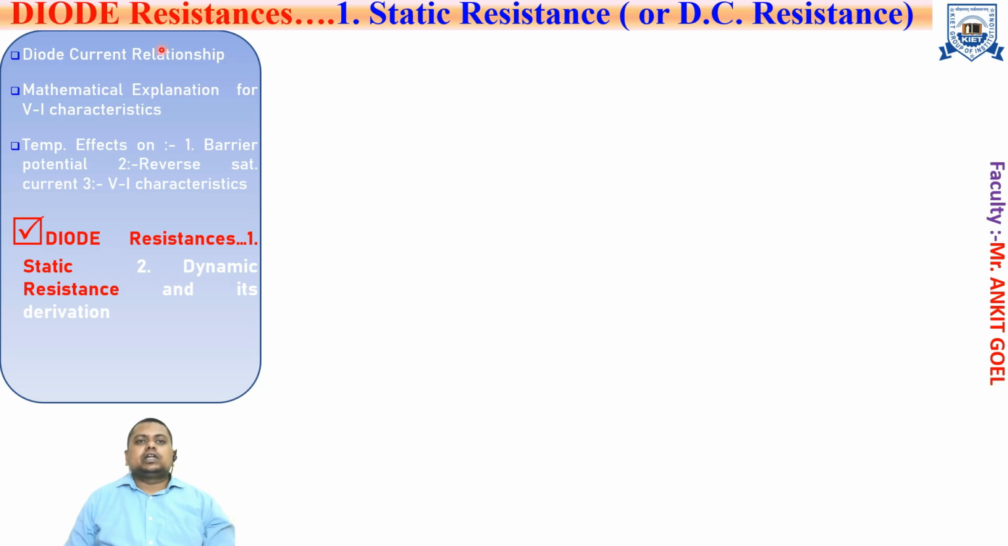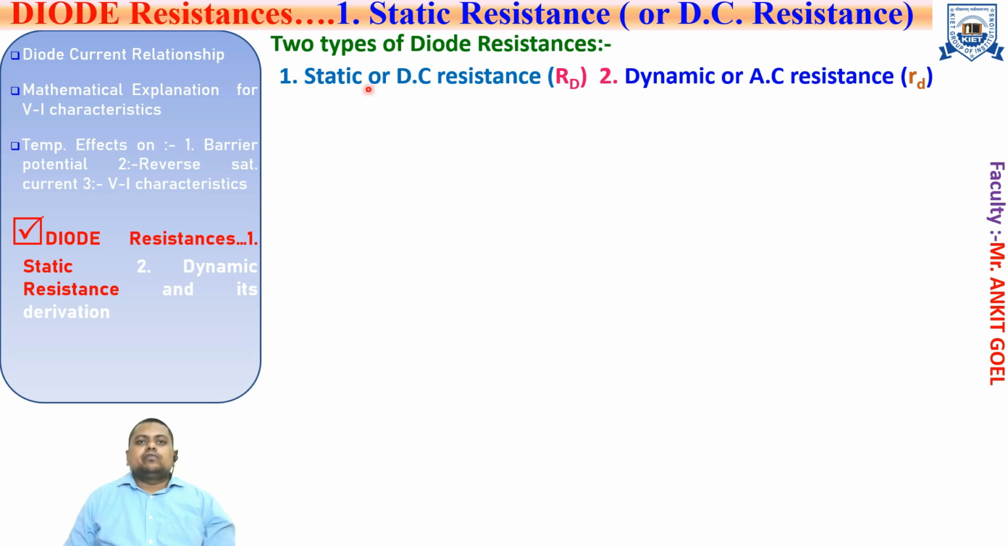Let's discuss the important concept of diode resistances. There are two types of diode resistances. First is called the static resistance or the DC resistance. Another type of diode resistance is called the dynamic resistance or the AC resistance. So let's discuss the first, the static resistance. Static resistance is the resistance offered by the diode when the static conditions are established across the diode.